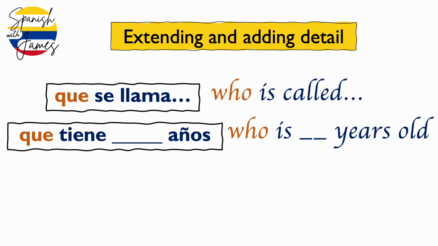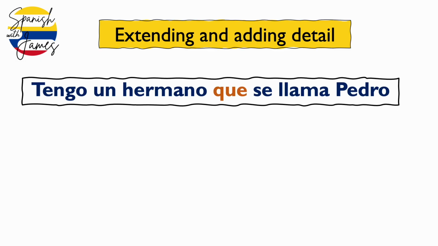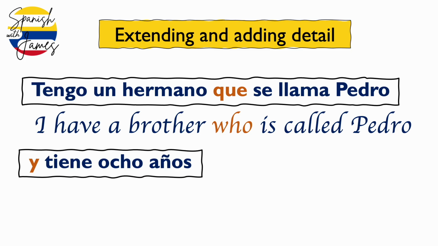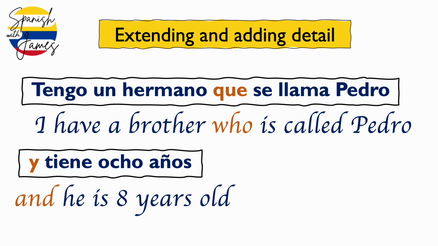And remember, in Spanish, we don't say someone is their age, we say they have so many years. So literally it means who has the number of years. I'll give you a couple of examples of how we could do this. I could say something like, tengo un hermano que se llama Pedro. I have a brother who is called Pedro. I could then add on, y tiene 8 años. So we're using our other connective, and he is 8 years old. Literally, he has 8 years.